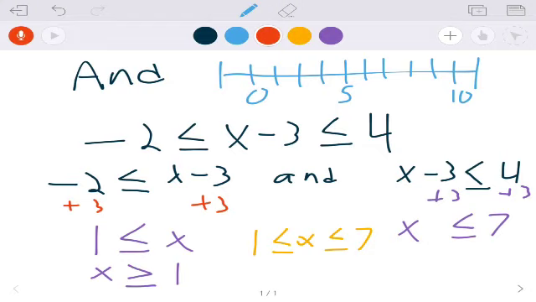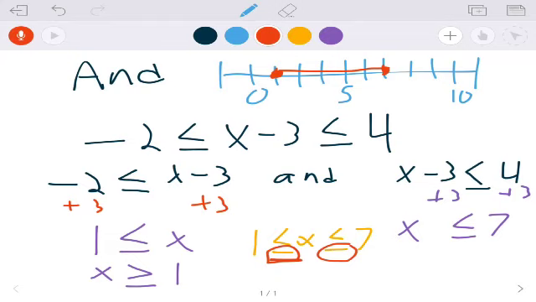So we would put our dot right here, and this is a filled-in dot because it does have the equal to sign, right? We got that right there and right there. So that's a filled-in dot, and then we're going to go up to 7 right here, and we're going to fill in the dot over here as well. Okay, so this is how an and compound inequality works.